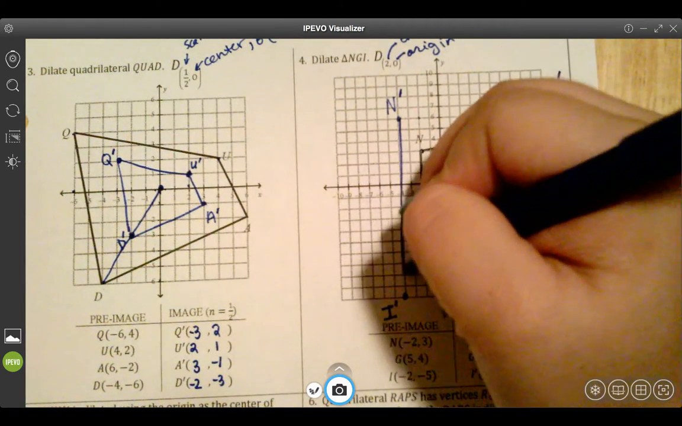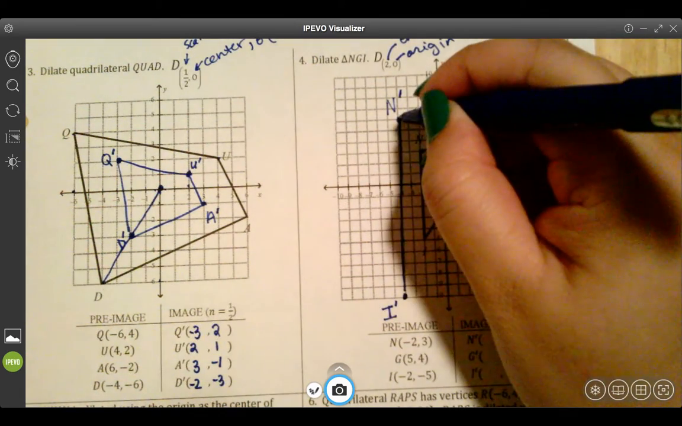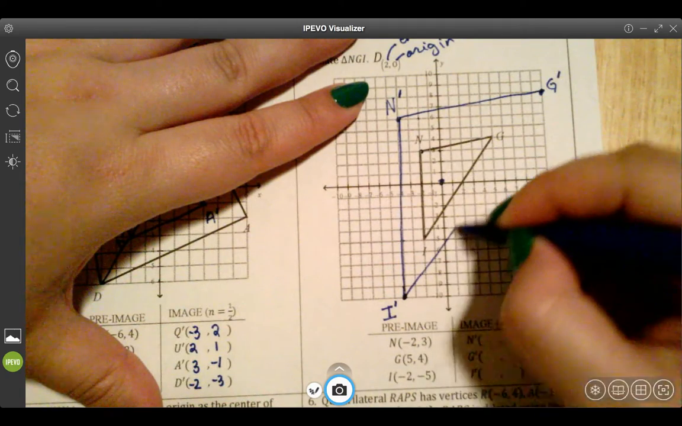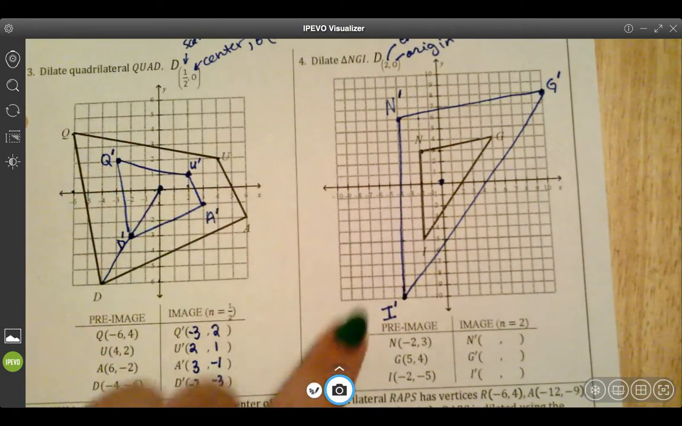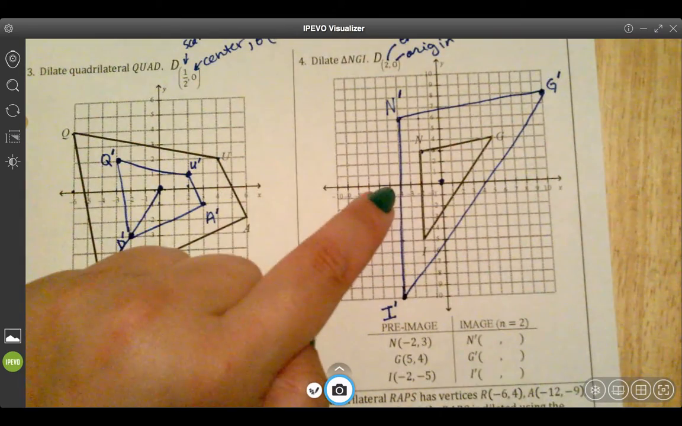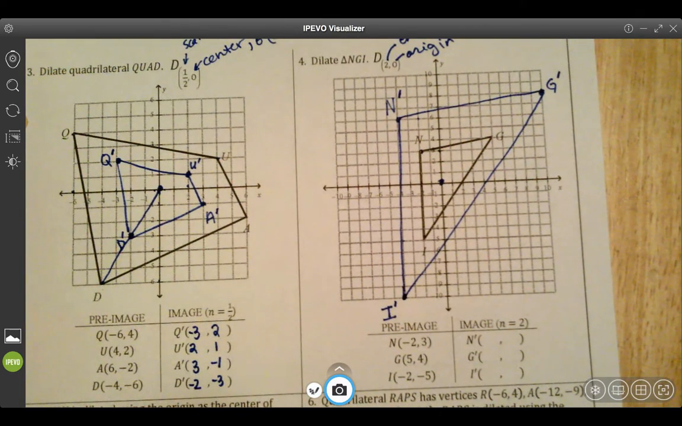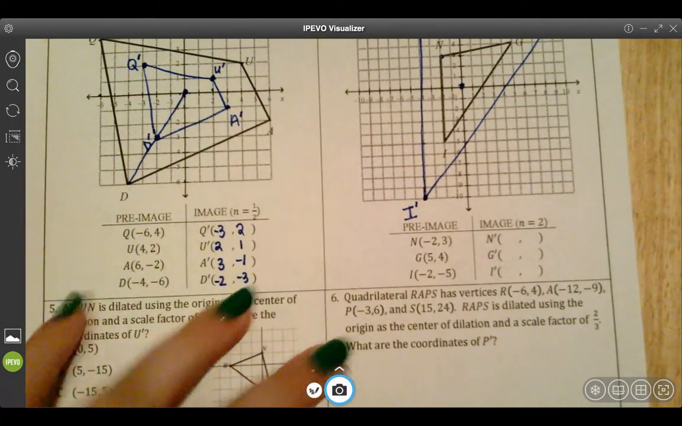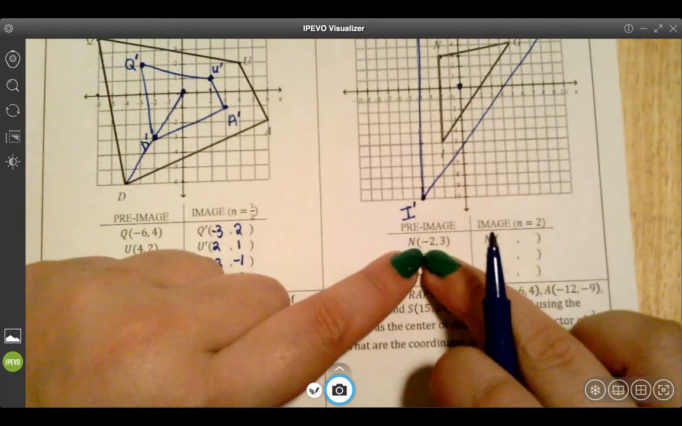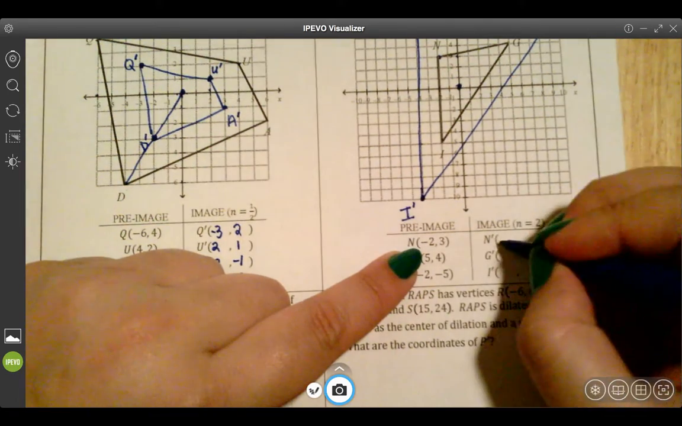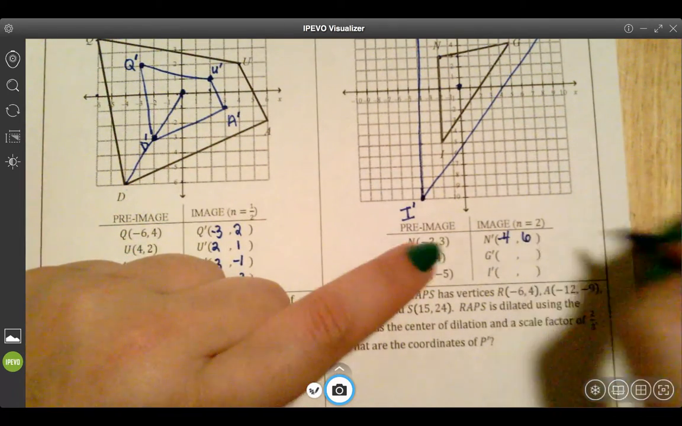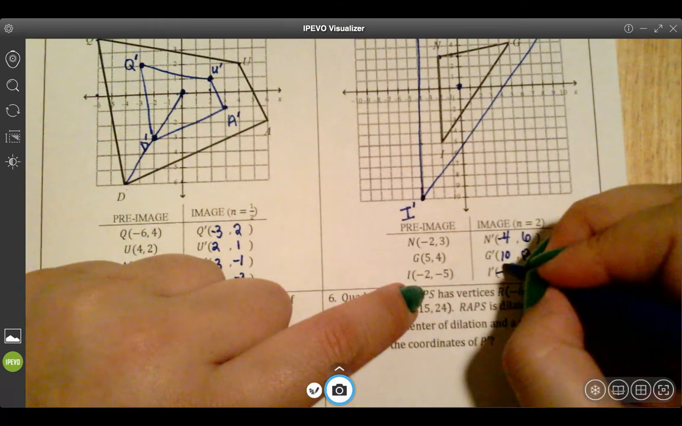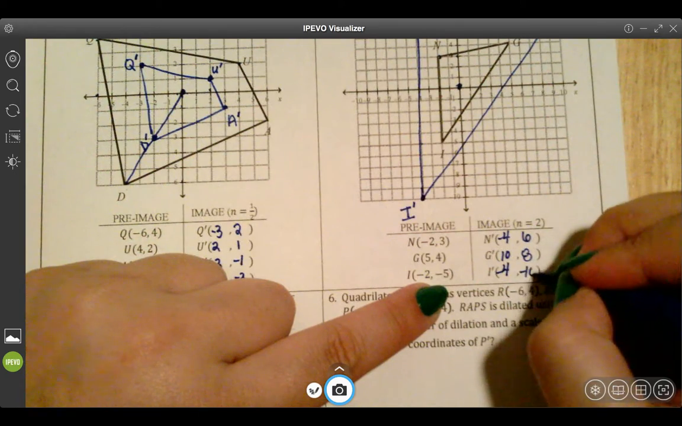Here is our resulting triangle. Okay, so again, angles are going to be the same, but the side lengths are proportional. This is a similar triangle. To find the coordinates of the points, because I'm centered at the origin, I can just multiply each of these by 2. -2 times 2 is -4, 3 times 2 is 6, 5 times 2 is 10, 4 times 2 is 8, negative 2 times 2 is negative 4. Negative 5 times 2 is negative 10.